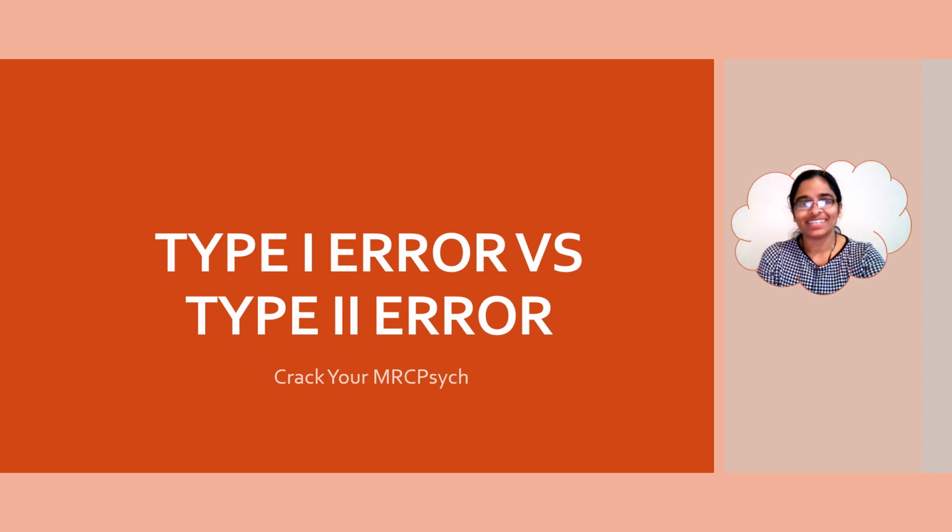Let's be honest. Type 1 error, type 2 error, alpha, beta, false positive, false negative, these terms sound confusing to all of us until someone explains them properly. Once you understand one simple story, you will never mix them up again. So in this video, I will explain type 1 and type 2 errors in plain English, show you how they relate to statistical significance, and share the memory tricks that will help you answer paper B questions confidently.